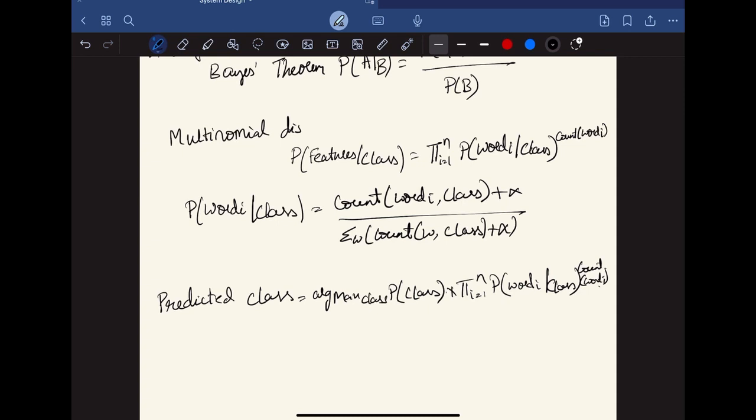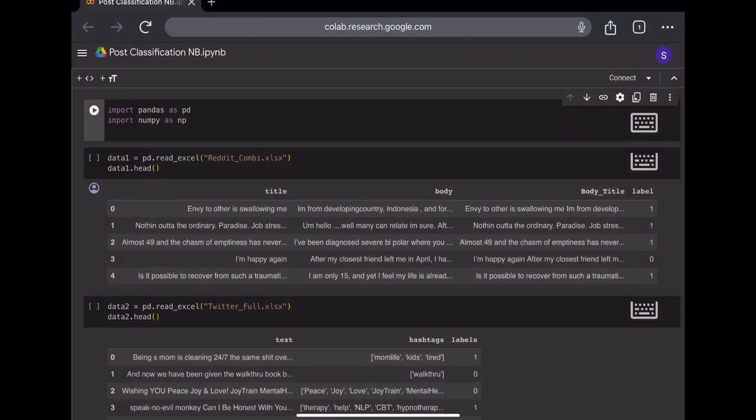And in summary, what we need here is that we have to calculate the prior probability for each class, then calculate the likelihood for a feature given each class using multinomial distribution with Laplace smoothing, and multiply the prior probability with the likelihood for each class, and then choose the class with the highest probability as the predicted class for the new document. And now let's see how we can implement it.